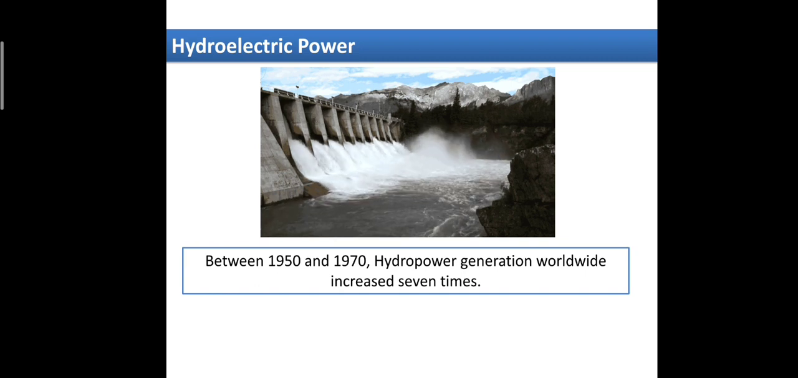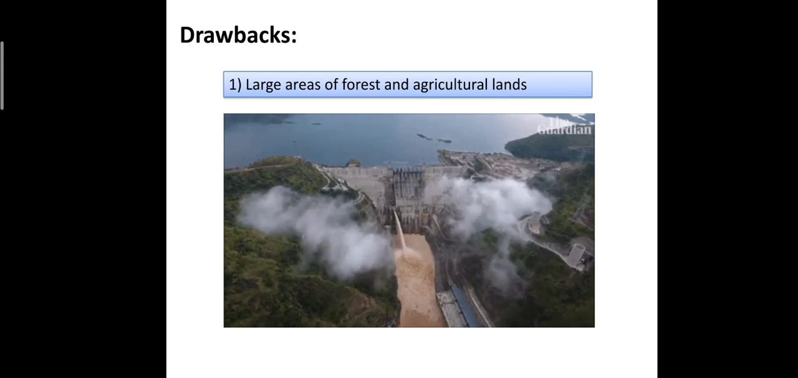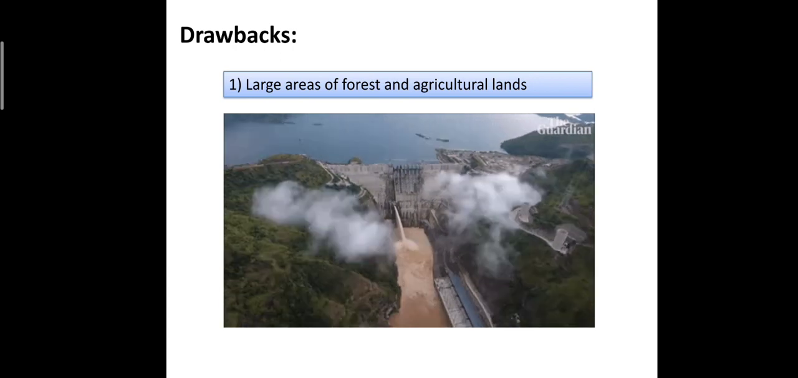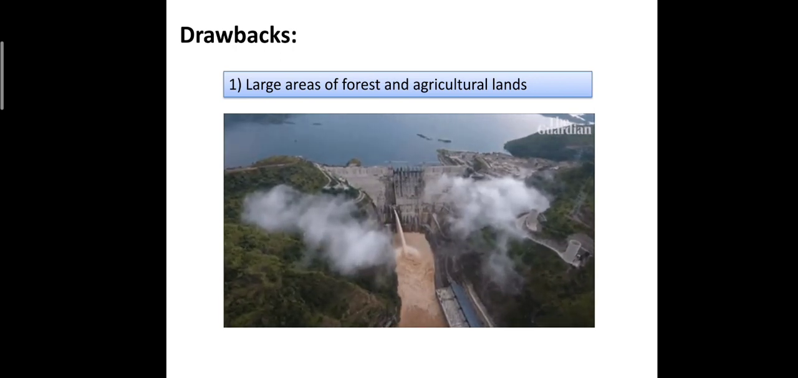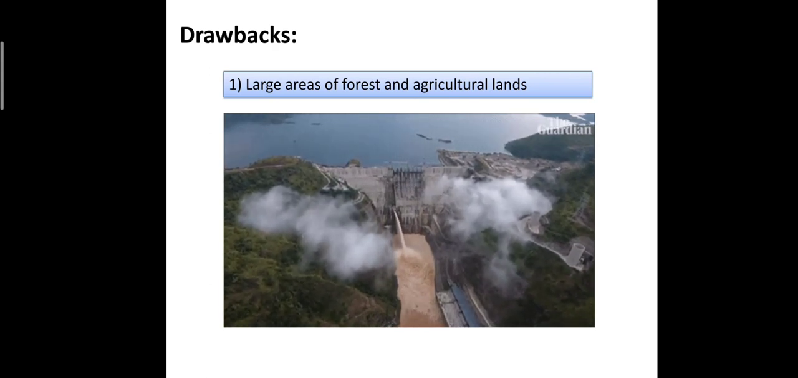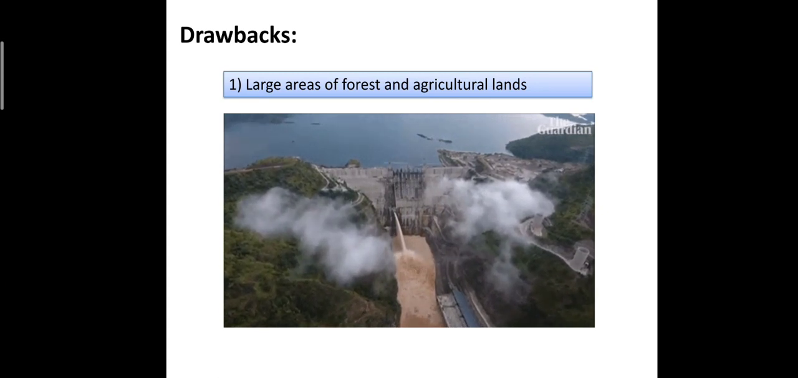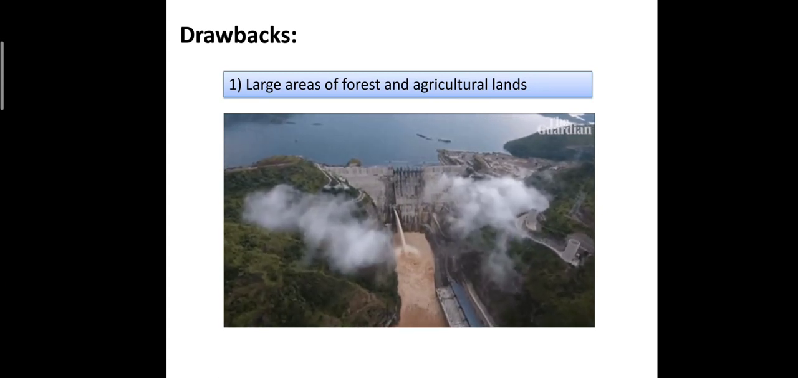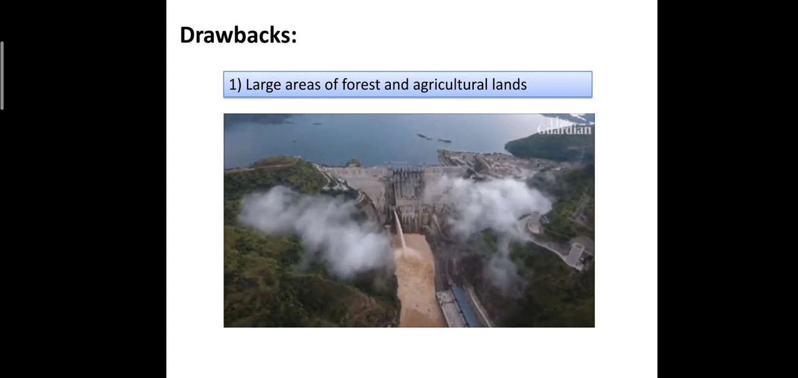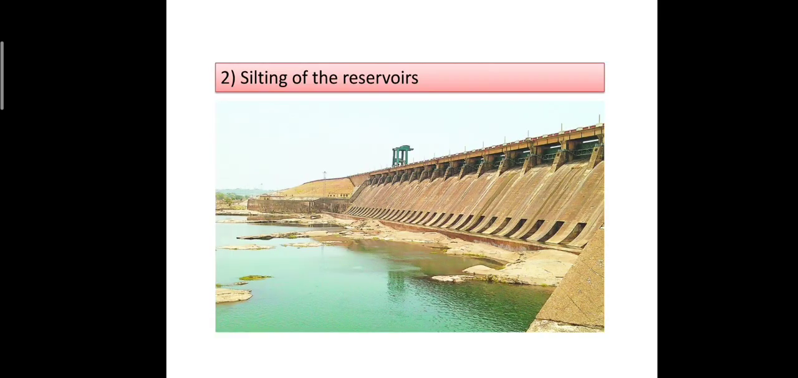Hydroelectric power also has some drawbacks. The first one is that it needs a large area. Many times areas of forest and agricultural land are submerged by hydroelectric power plants. These lands traditionally provided a livelihood for local tribal people and farmers, so there are conflicts because we are taking their land from them for generating the plant.